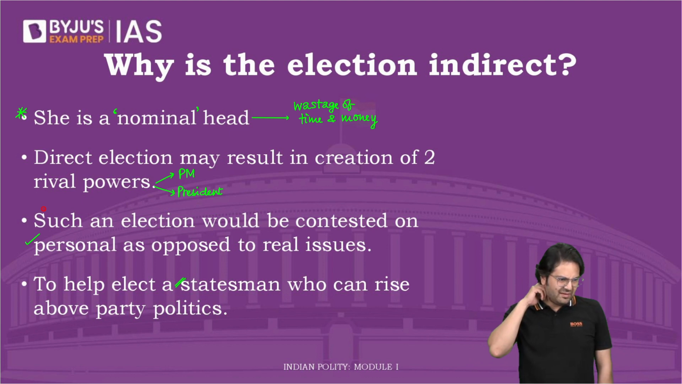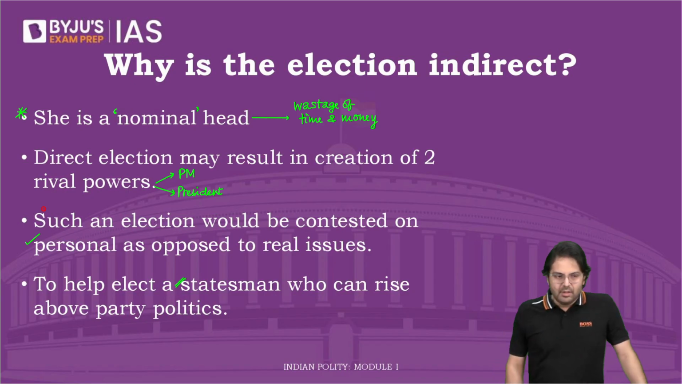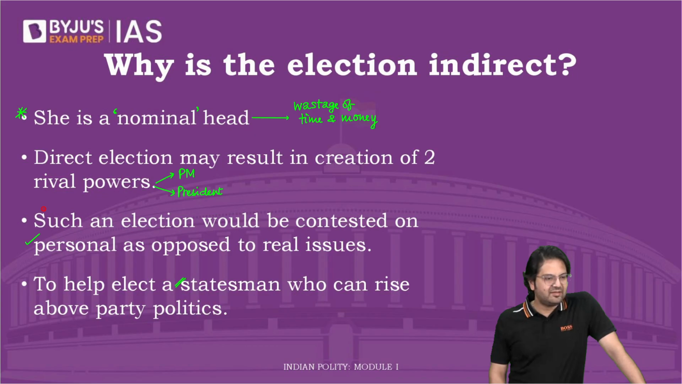Now, Kirtiraj, president has pardoning power. Ignore it. I'll come to explain that also, and you'll be surprised, right? Clear? Yes, Anubhav, we'll discuss that. Don't worry. So I hope this point is clear, that why elections are indirect.